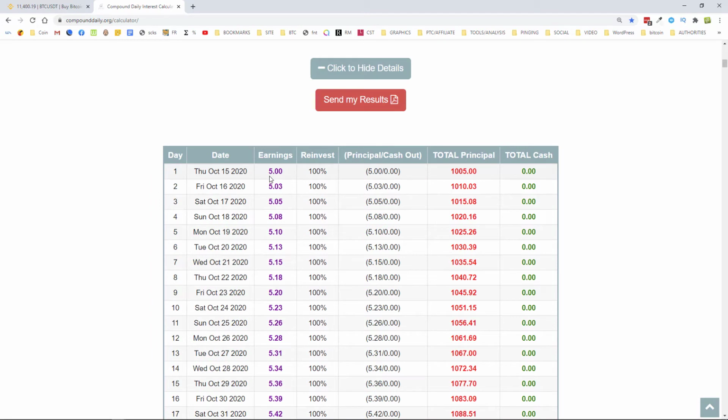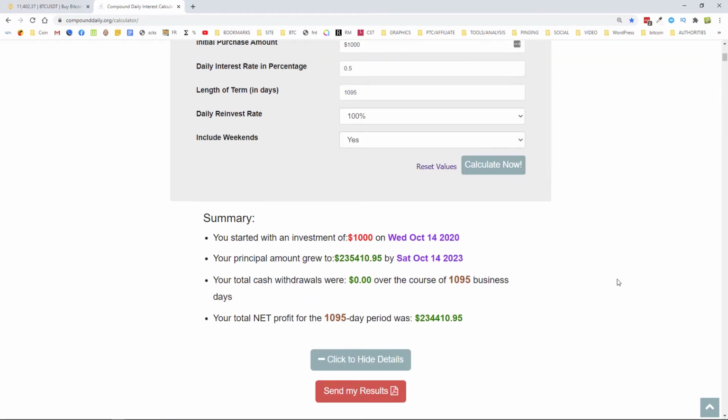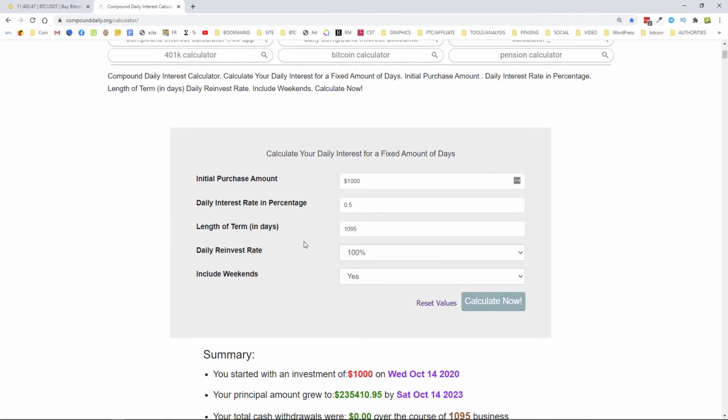All right, so there you can see our first day with 0.5% profit, we made $5. So our $1,000 turned into $1,005. All right, so I think that's enough of an explanation about compound interest, compounded profits, and how much you can make from it. Now, let's also take a look at what kind of results we would get from just $100. Let's go back to 1%, and let's go for 1,095 days, which is 3 years. All right, calculate.